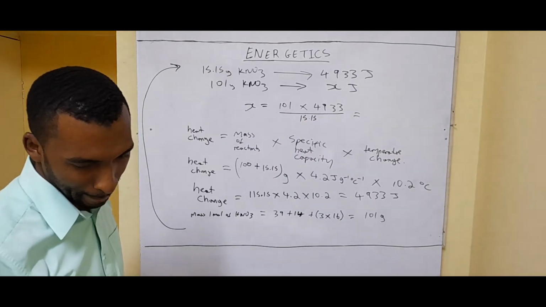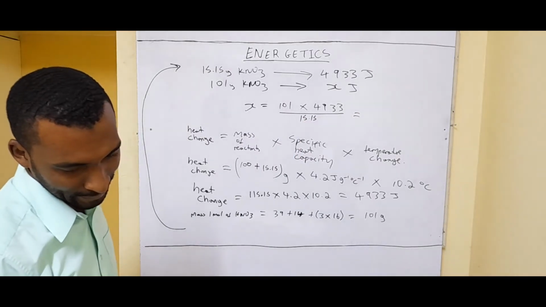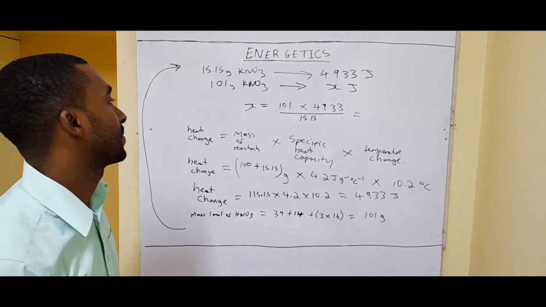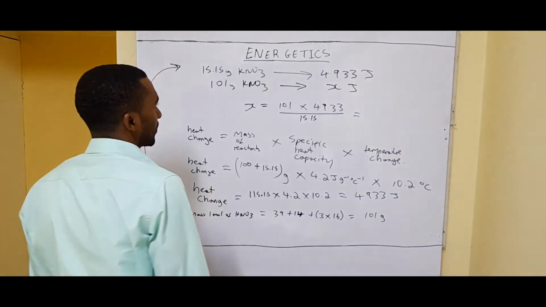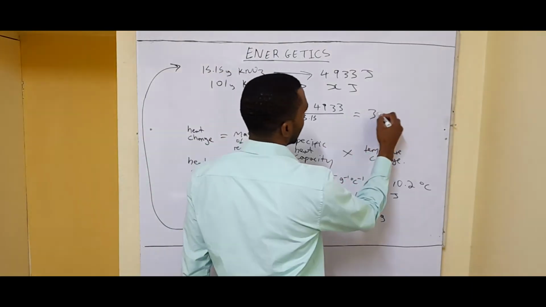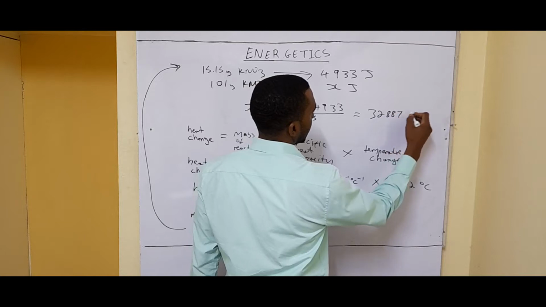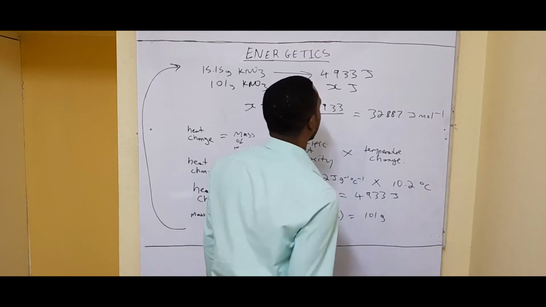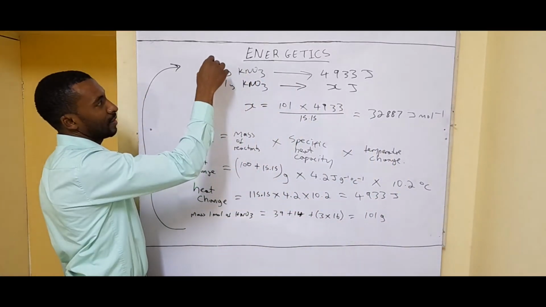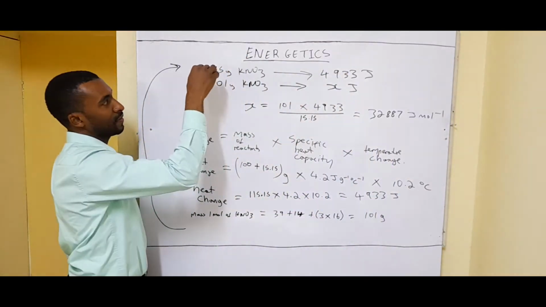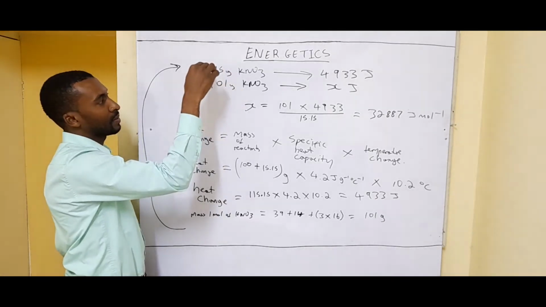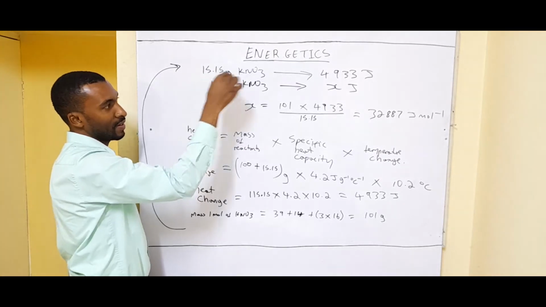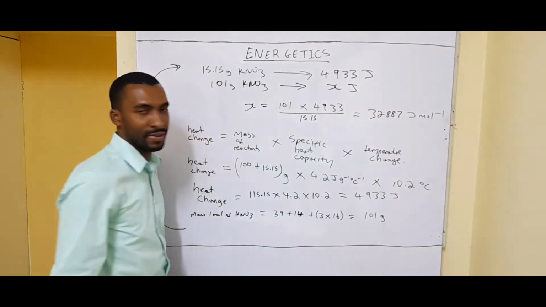What's the answer there? We're getting 32,887 joules per mole. Remember, the value that we got from the calculation was for 15.15 grams. But we know that the mass of 1 mole of potassium nitrate is 101 grams. So the equivalent for this would be 32,887 joules per mole.